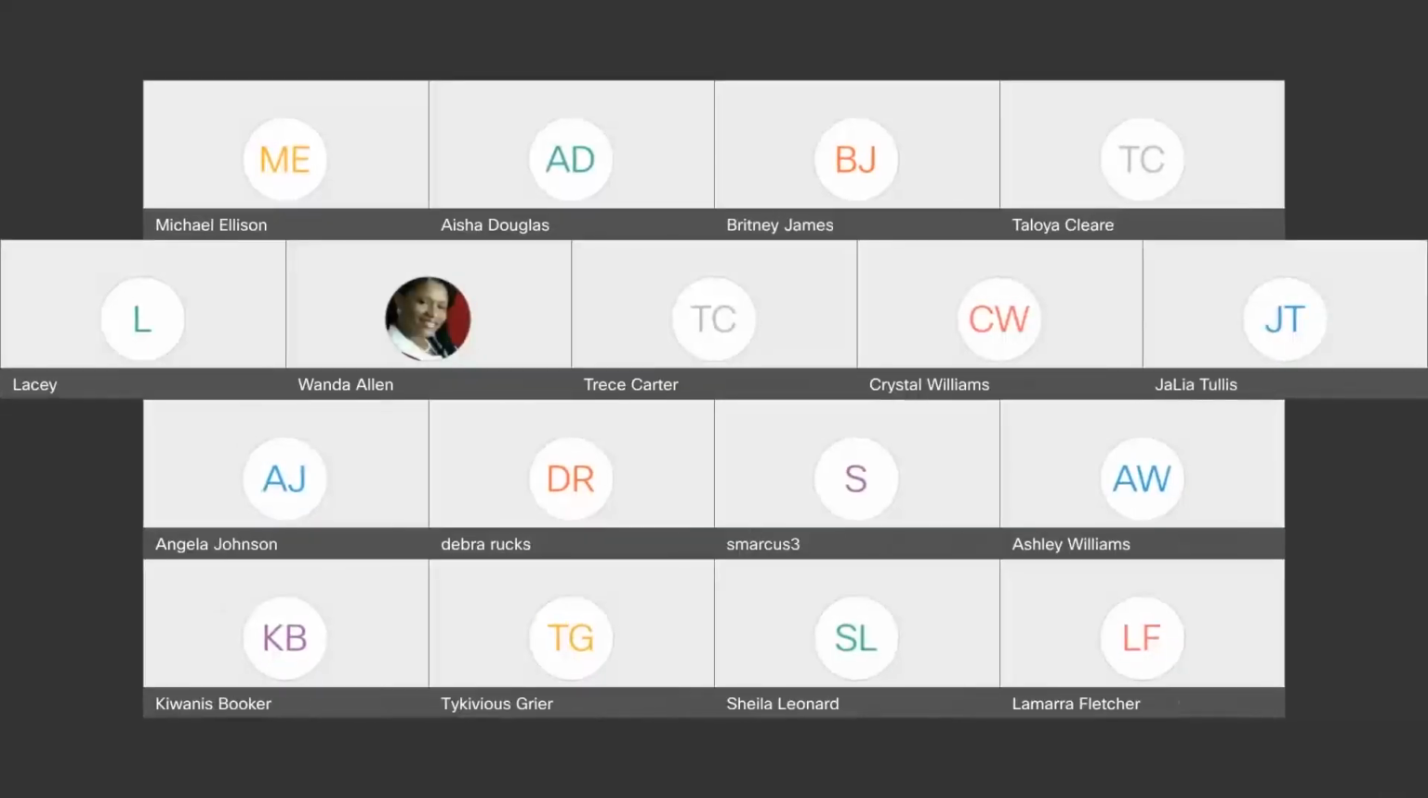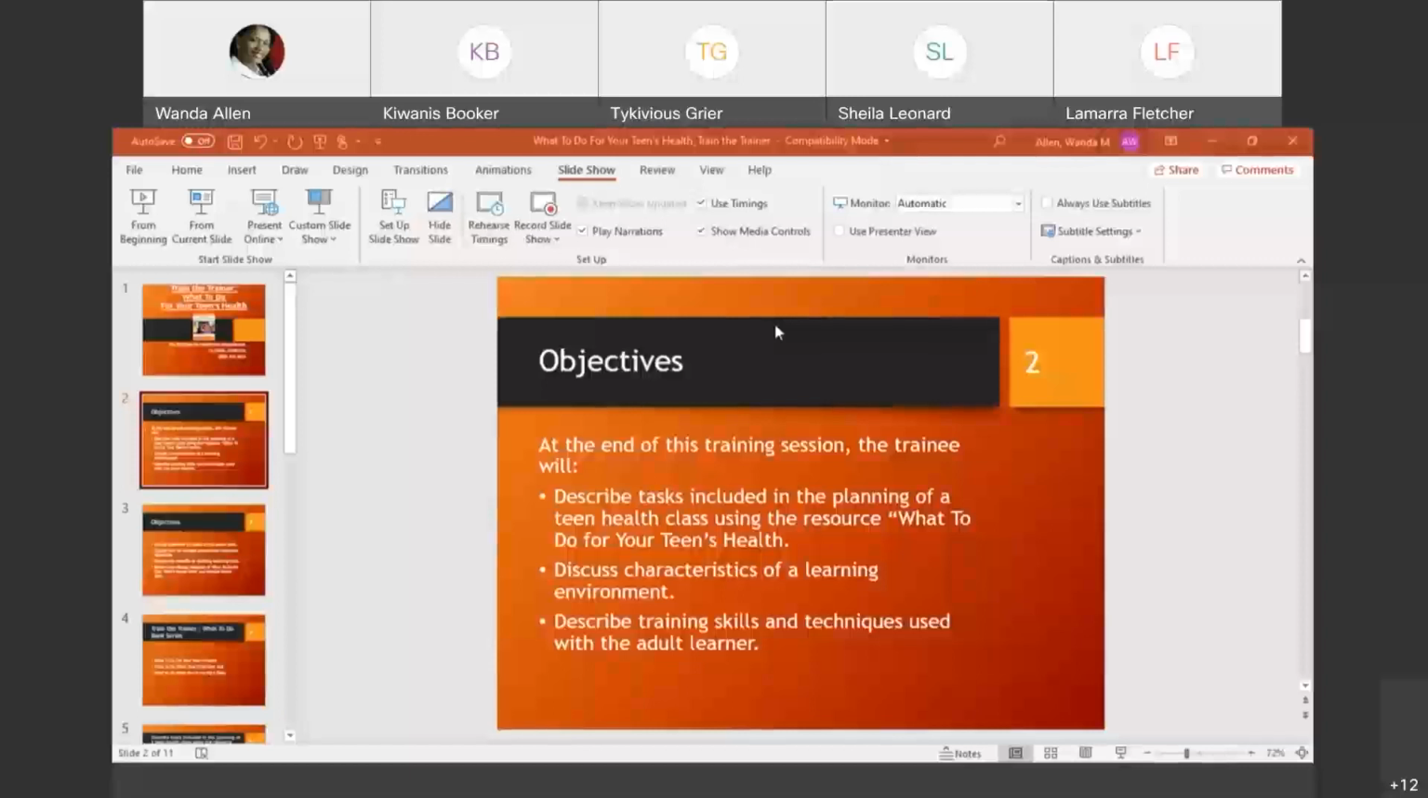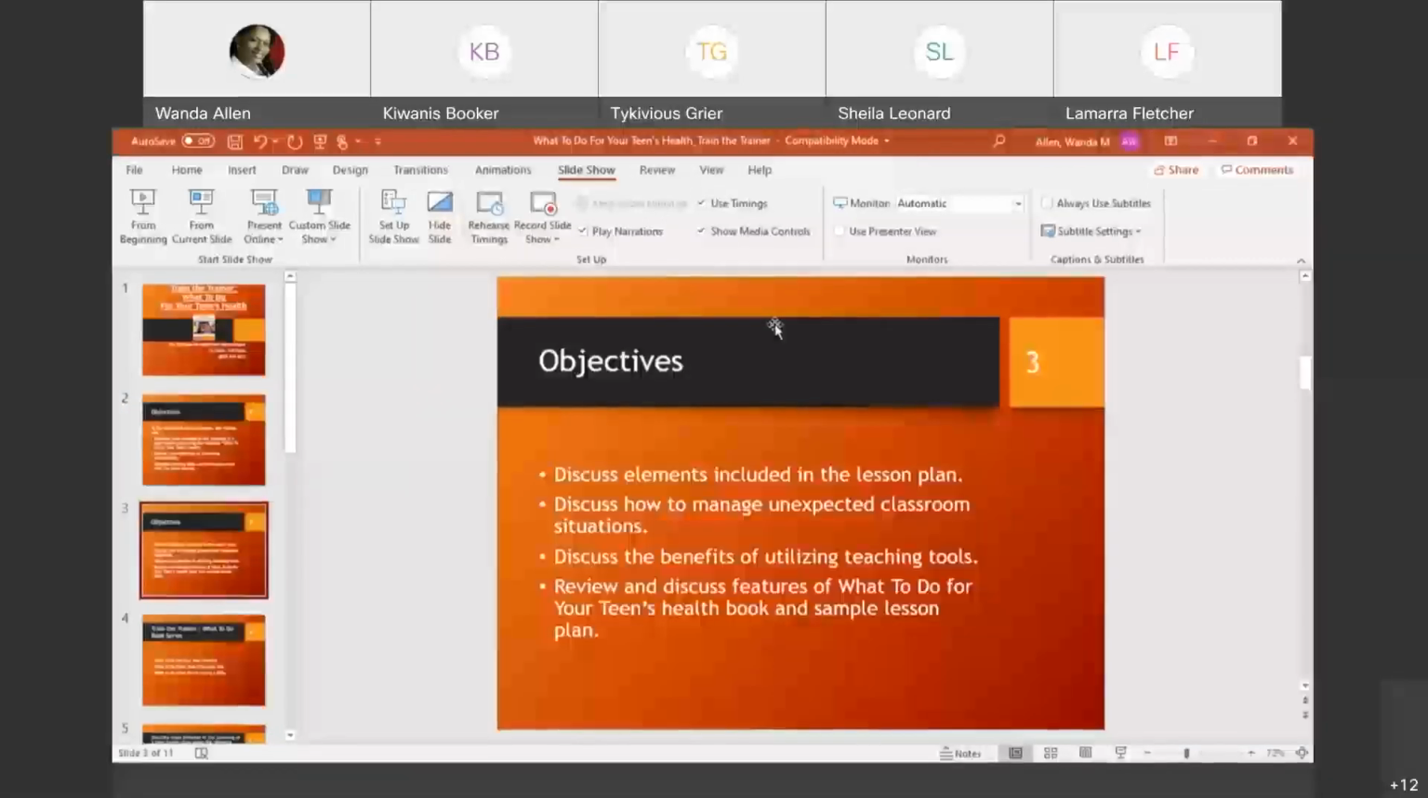Describe training skills and techniques used with the adult learner. Discuss elements included in the lesson plan. Discuss how to manage unexpected classroom situations. Discuss the benefits of utilizing teaching tools. And review and discuss features of What to Do for Your Teen's Health book and sample lesson plan.